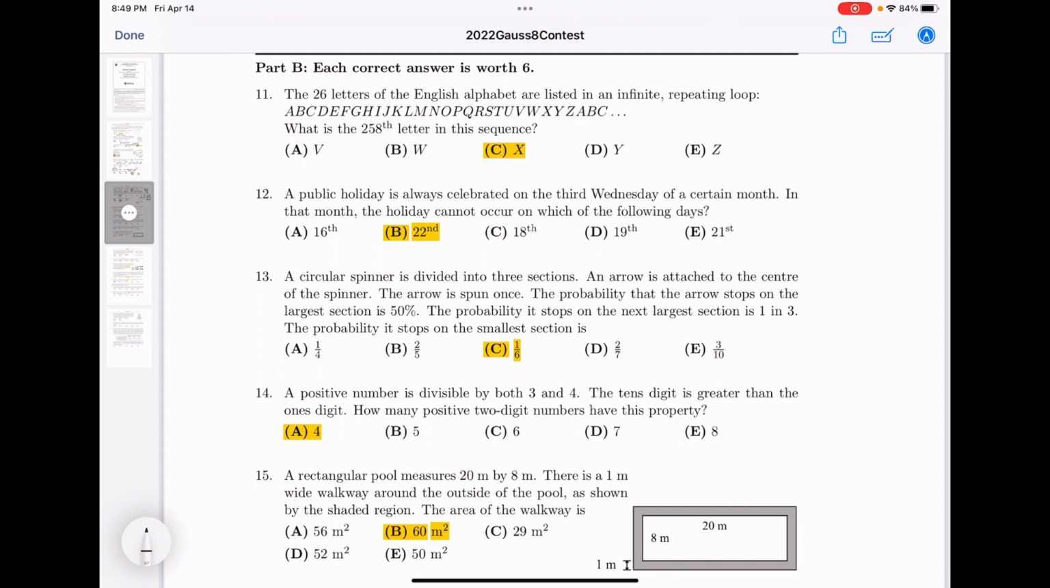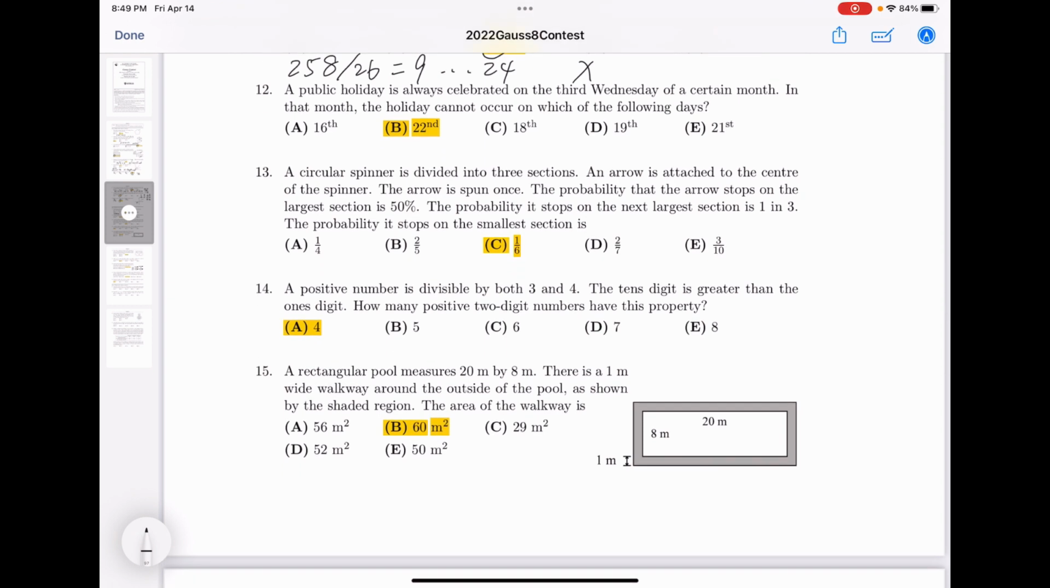Okay, so we know that it repeats every 26 letters, therefore we would use 258 divided by 26 to get the number of sequences, and this gives us 9 complete sequences and 24 letters left, and the 24th letter in the alphabet is X, therefore the answer is C.